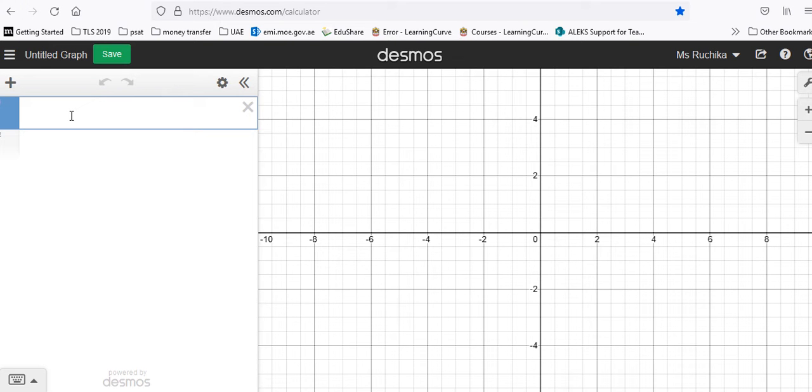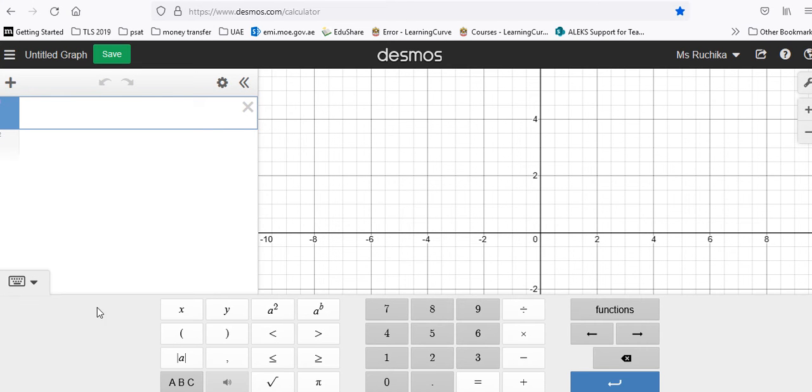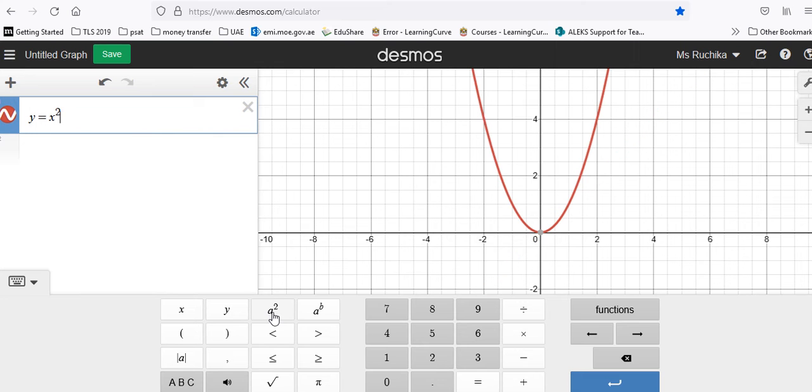So either you can type it from your keypad on your laptop directly, or you have a built-in keypad here for Desmos, so you can select from here also. So I'm selecting from here just to let you know how comfortably you can select all the symbols. So you have your variables, powers, inequalities, your numbers, and various mathematical operators here. So I'm selecting y is equal to x, and then because I need square, so I'll take that power.